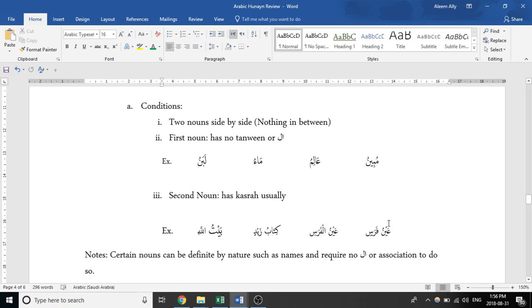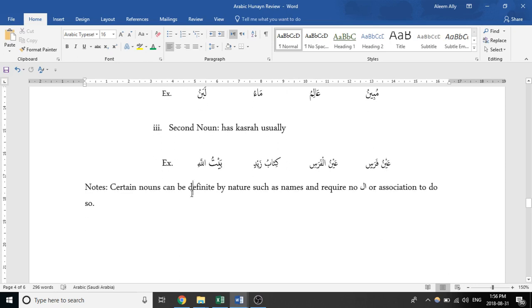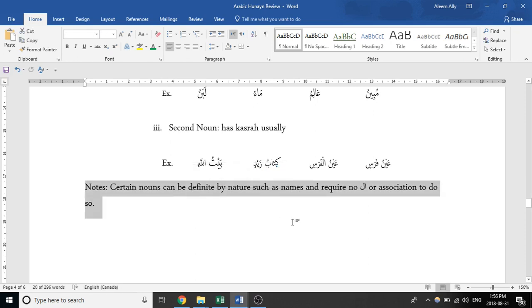The best sign of knowing that something is the owned is that it doesn't have alif lam, nor tanween. And this is just repeating the point I made above, that certain nouns can be definite by nature, such as names, masculine names in particular, and they require no alif lam or association. There are a few other things that follow this rule too, but Sheikh didn't mention them, so I'm not going to go into detail about them.